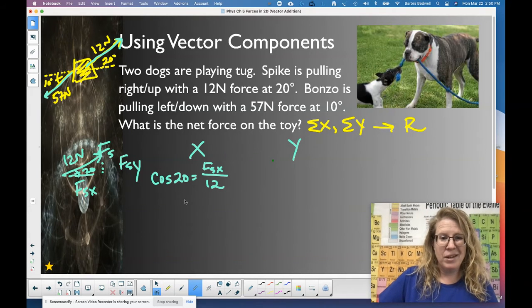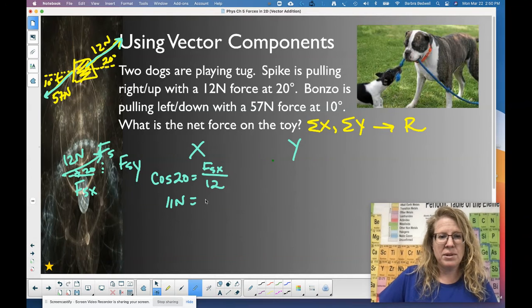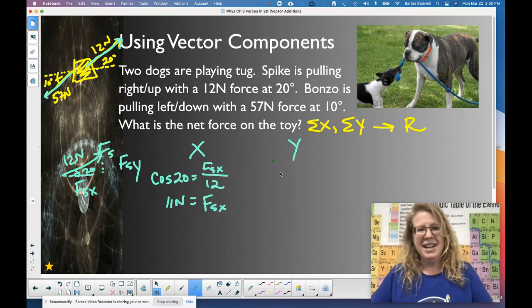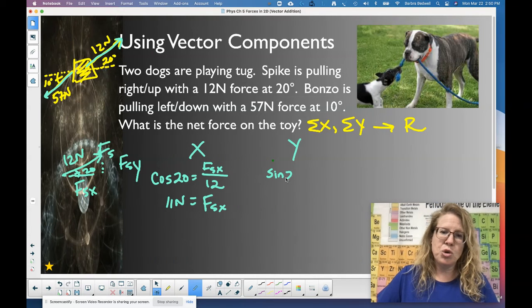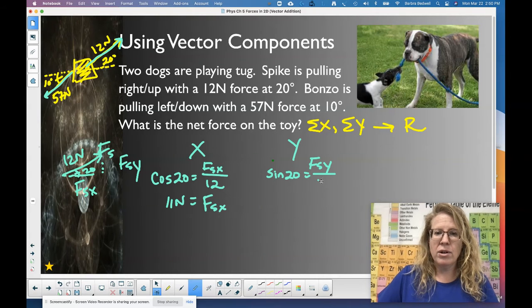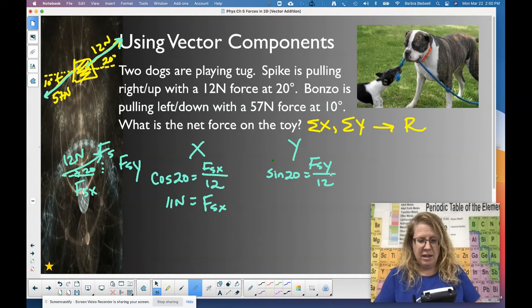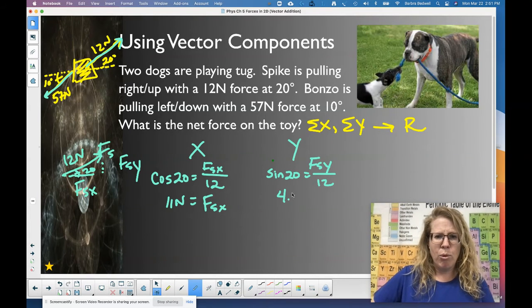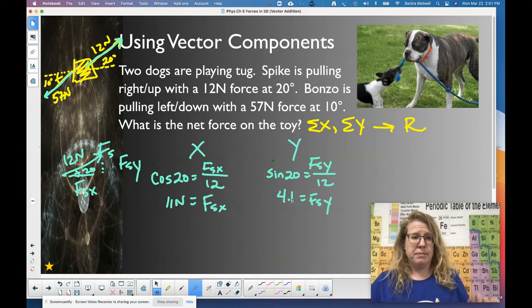So we'll call it 11 newtons. So 11 newtons equals F S X. Okay, for our y component now, this is going to be the opposite side. So the sine of 20 is equal to F S Y over 12. So sine of 20 degrees times 12 is equal to 4.104. So 4.1 equals FSY. So now we got to think about directions.